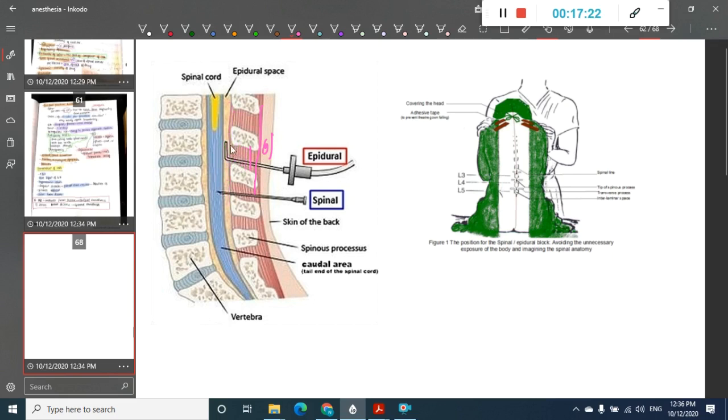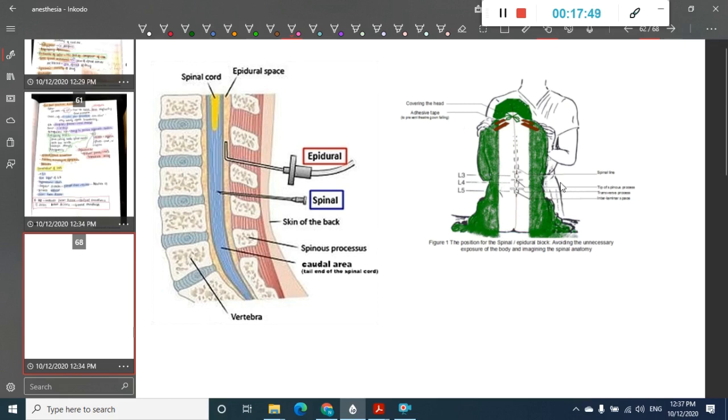Then the spinal needle pierces the skin, subcutaneous tissue, supraspinous ligament, interspinous ligament, ligamentum flavum, and it has pierced the dura mater, the extradural space, and the arachnoid mater, and this is the subarachnoid space. In the subarachnoid space we give the anesthesia. So this is the spinal needle.